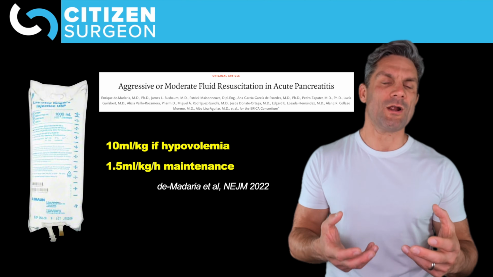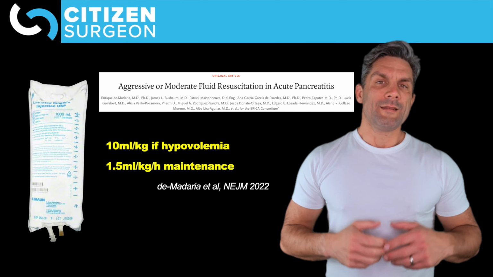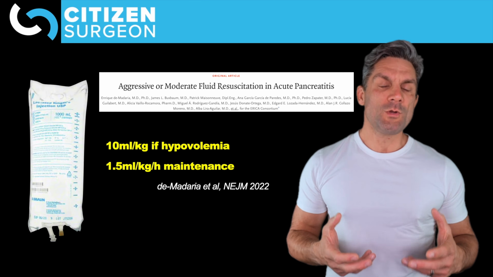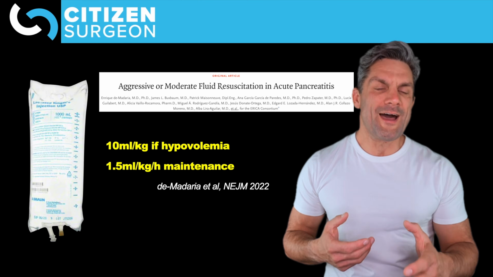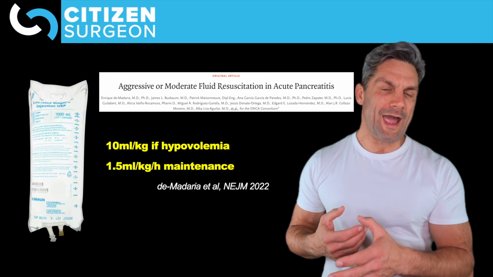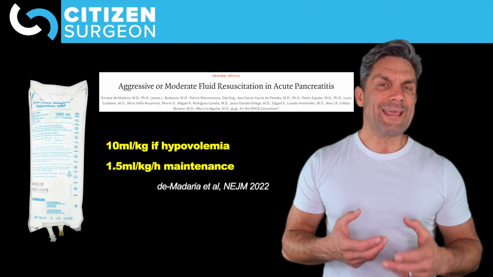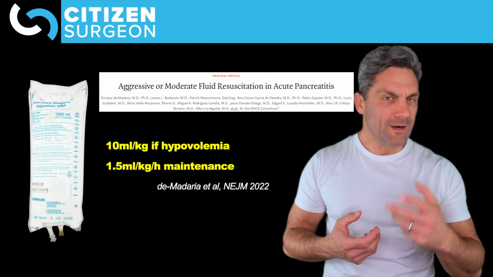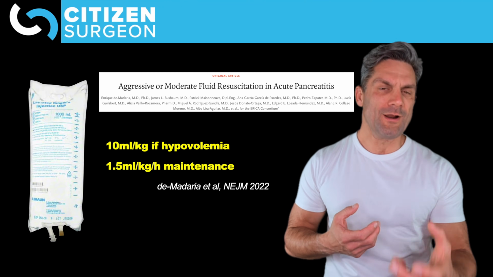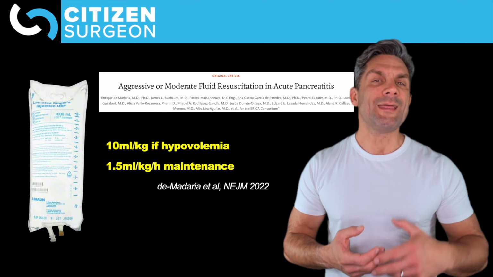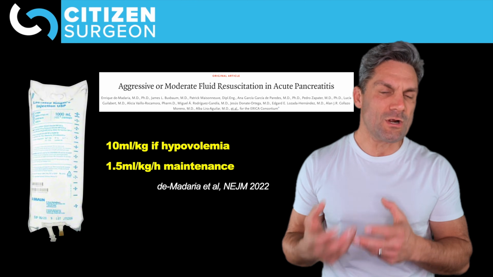And then we start our maintenance fluid. Now, what's the rate of that maintenance fluid? Well, the rate of that is at 1.5 mL per kilo per hour. Now, of course, if we're looking at a patient and they need more fluid, they're in hypovolemic shock or they're anuric, then we may need to give them an additional bolus. But this is a great starting point.